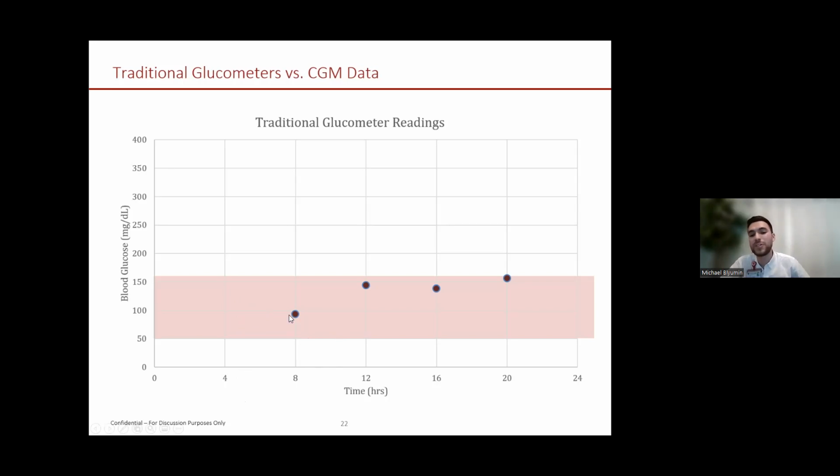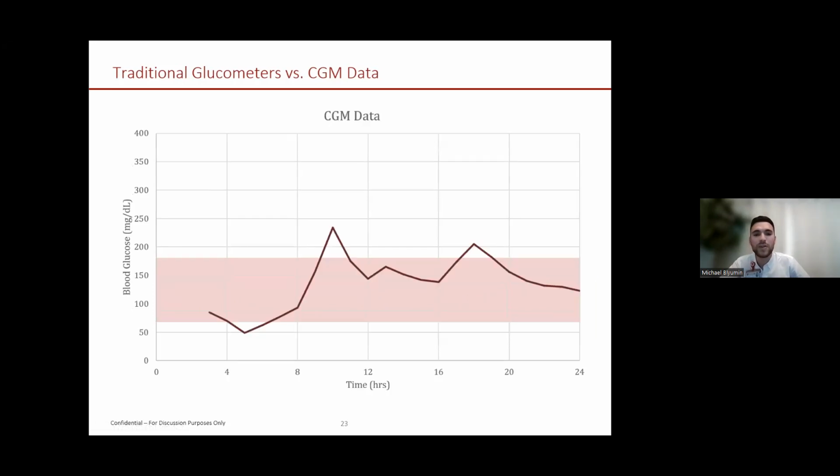Now, this particular person checks their blood sugar 4 times a day. Not many people check their blood sugar that often. Not many people want to poke their finger that often. So you can imagine with fewer checks, you have even less data. This red square is telling us the target range, 70 to 180. By the looks of it, they're always in target. By the looks of the glucometer reading, they're always at goal.